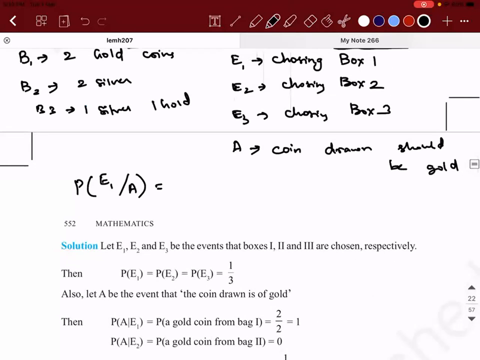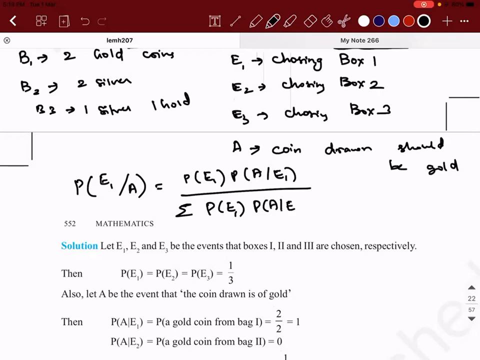Right? So that will be probability of, so what is it, guys? Probability of E1 into probability of A given E1, divided by the sum of probability of E1 into probability of A given E1. So what is the probability of E1, probability of E2, and probability of E3? All the 3 are likely to occur. So it is 1 by 3. There is a 33% chance for you to choose any one of the bags.